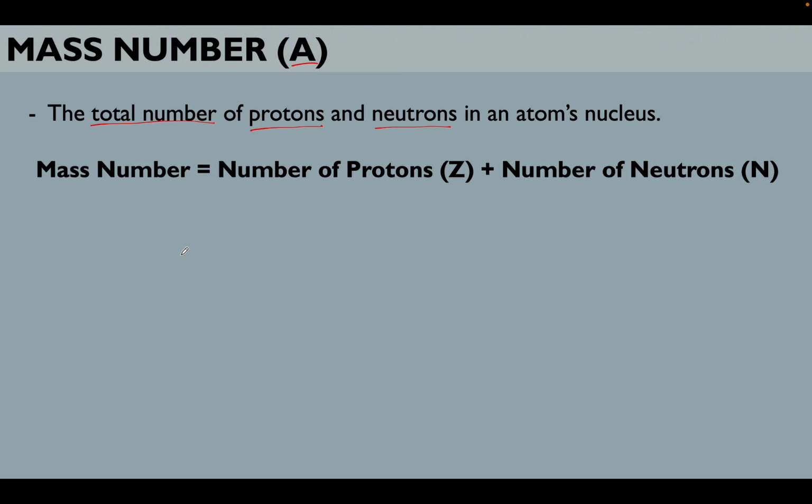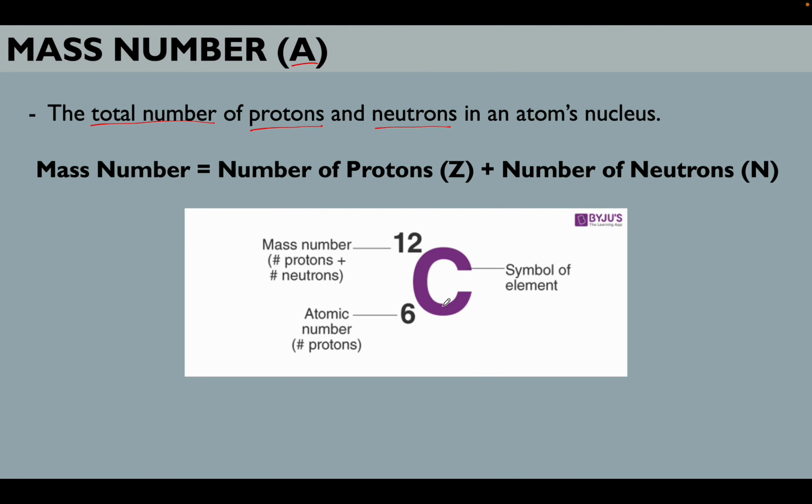So, let's say for example, si carbon. Carbon atom has 6 protons and also it has 6 neutrons. So, if we want to get the mass number of carbon, we will add the number of protons and neutrons. So 6 plus 6 is equal to 12. So 12 is the mass number of carbon atom. Okay, so that is how we would get the mass number of an element.